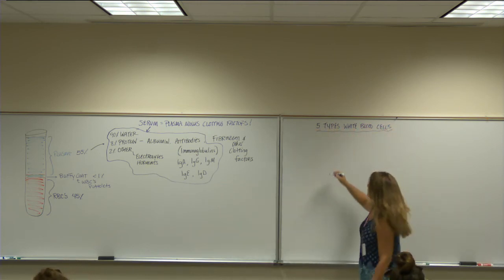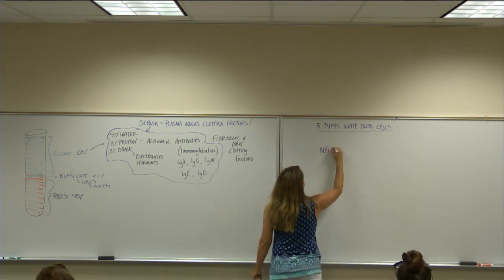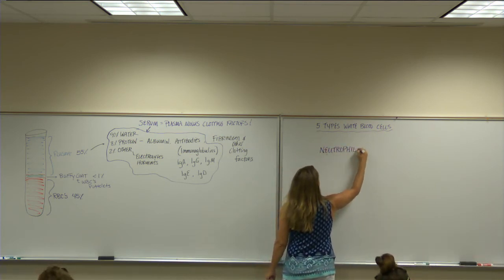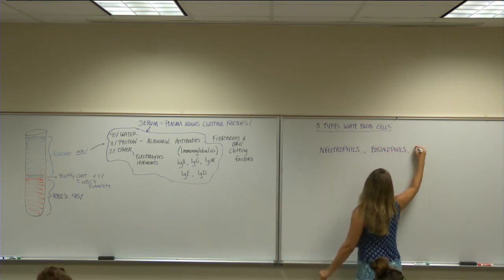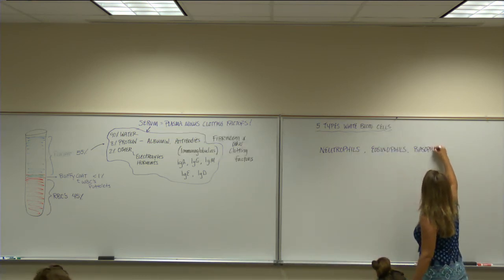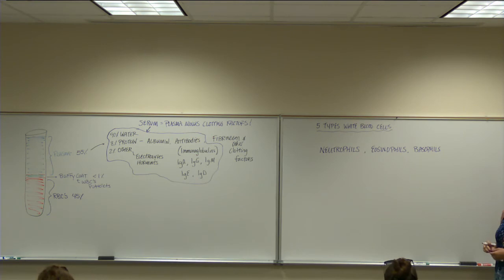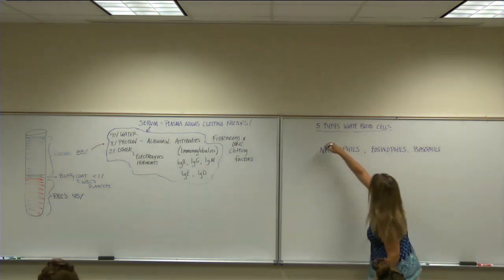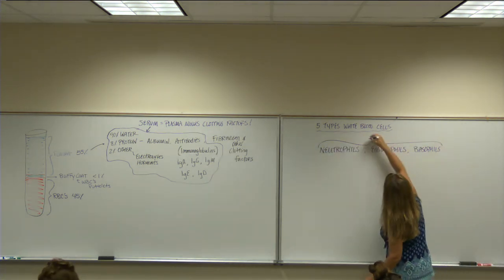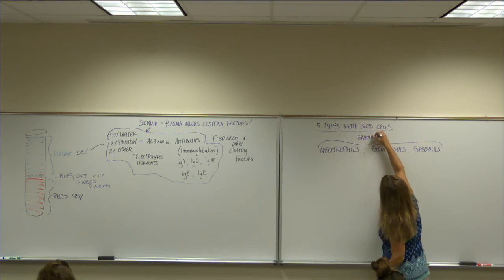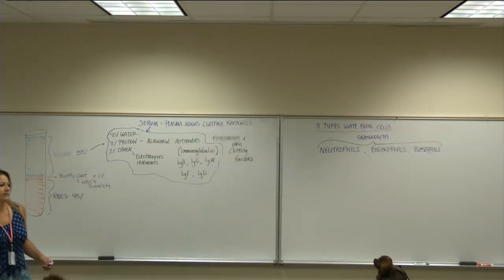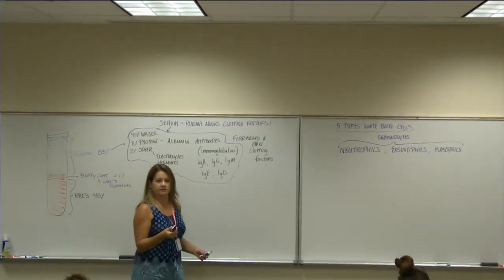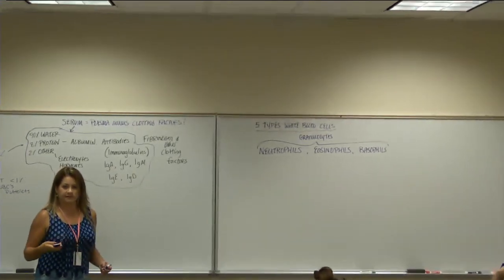We have 5 types of white blood cells. We have neutrophils, eosinophils, and basophils. Neutrophils, eosinophils, and basophils are 3 of them. These 3 we would call granulocytes because they have little tiny cytoplasmic granules inside of them.